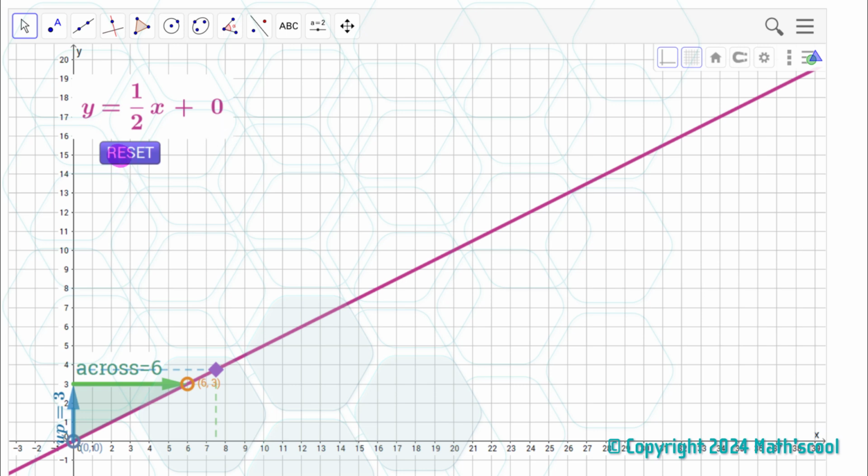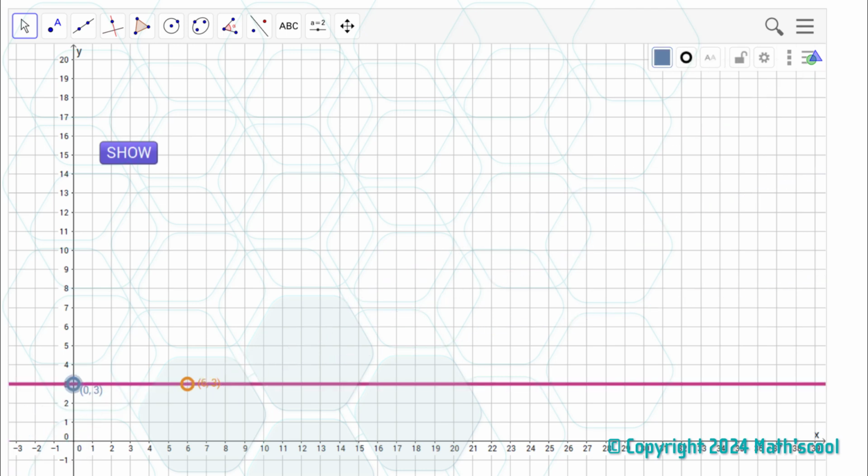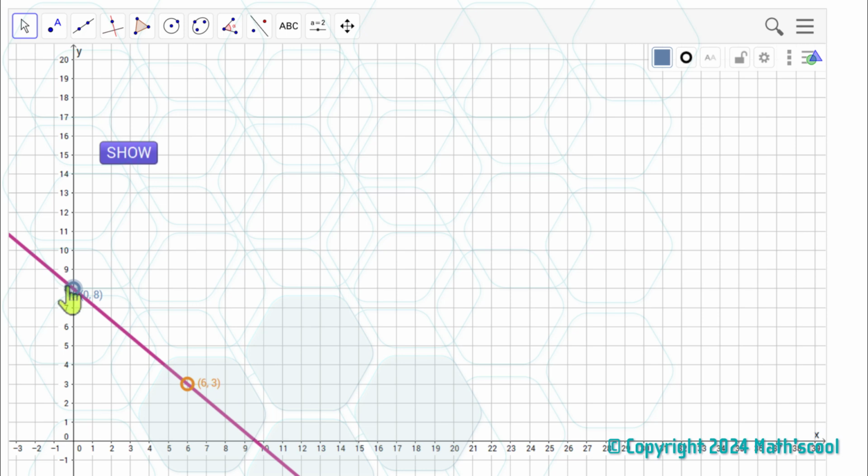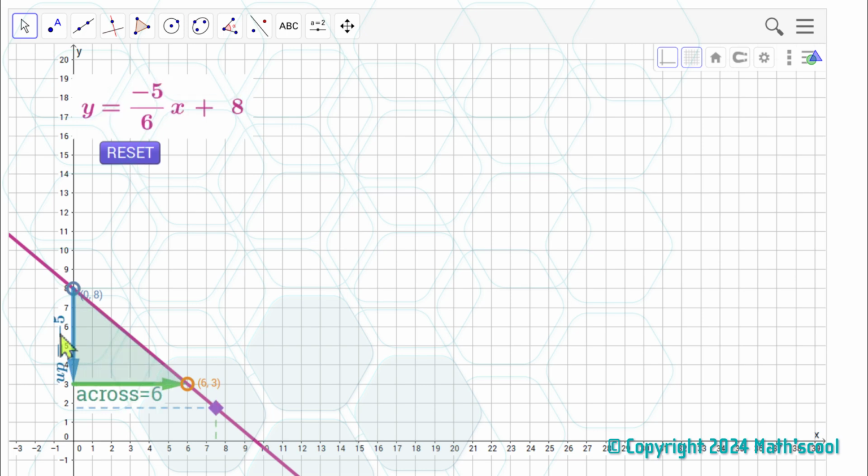If I restart that and do that with a point where I've got a y-intercept of, say, 8, so it's hitting the y-axis at 8, then the equation of that line would be, well, the gradient is minus 5 up over 6 across, so minus 5 over 6 is the gradient, and 8 is the y-intercept. So y equals gradient times x plus y-intercept.